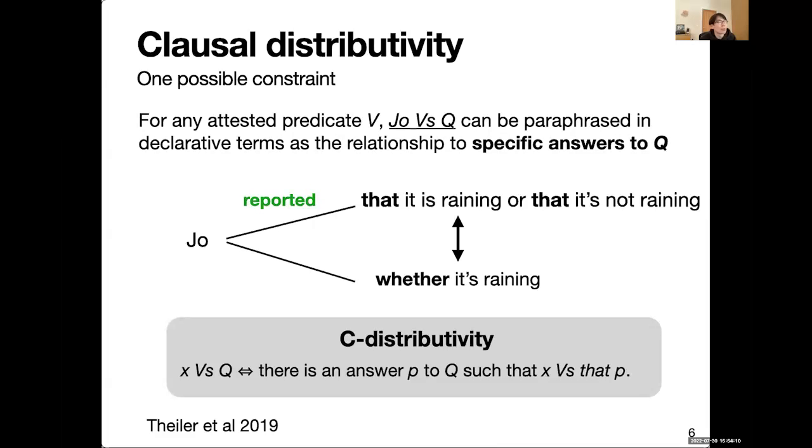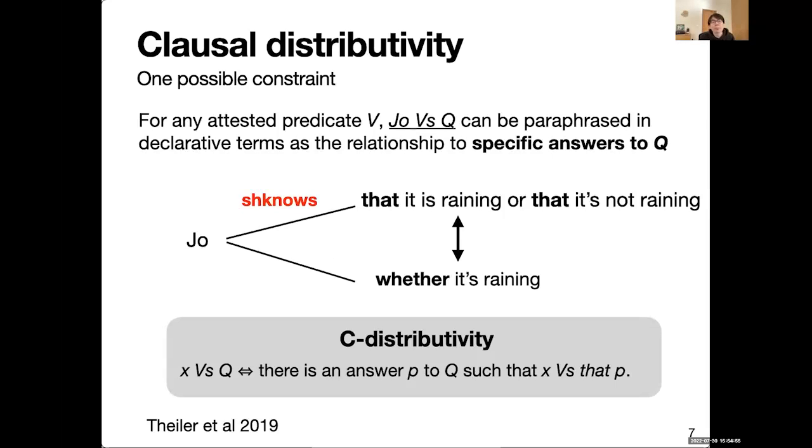What about report? Joe reported whether it's raining is equivalent to Joe reported that it's raining or that it's not raining. So again, report satisfies C-distributivity. Now what about this fictitious predicate, schnow? Joe schnows whether it's raining means Joe wonders whether it's raining. Does it mean the same thing as Joe schnows that it's raining or that it's not raining? Well, no, because Joe schnows that it's raining or that it's not raining means Joe knows that it's raining or that it's not raining. Because schnow means know when it takes a declarative complement, wonder when it takes an interrogative complement. So in the case of schnow, there is no equivalence, and that shows that schnow violates C-distributivity.